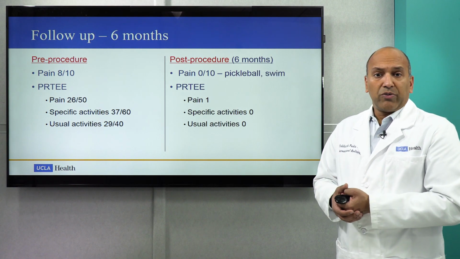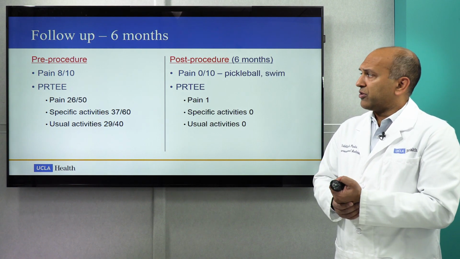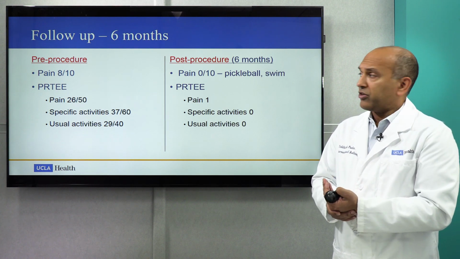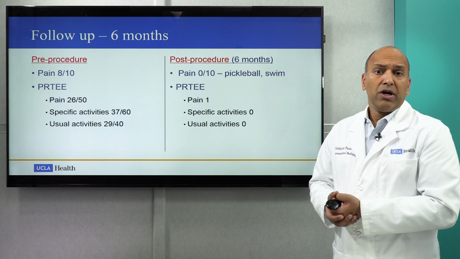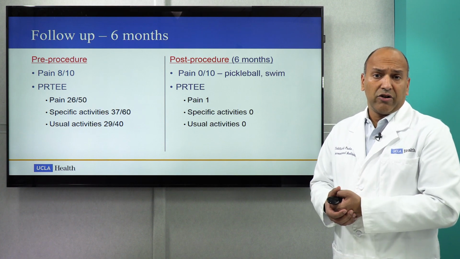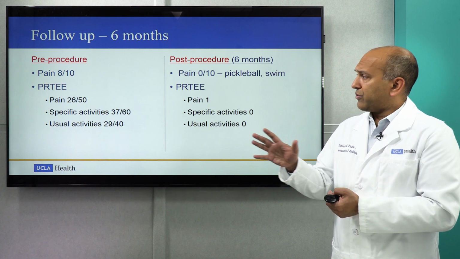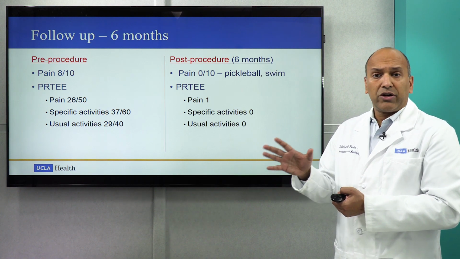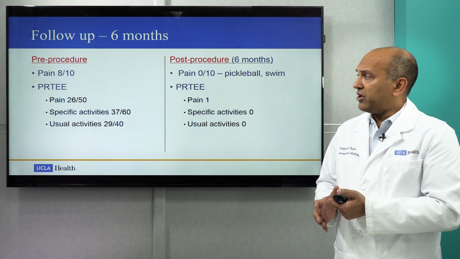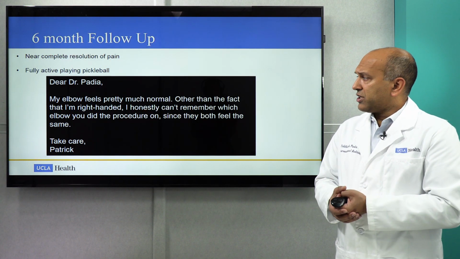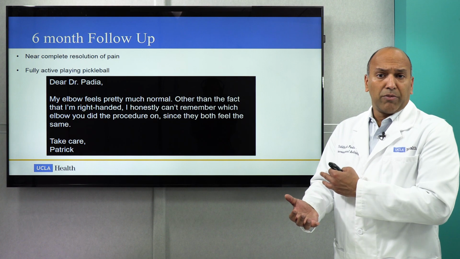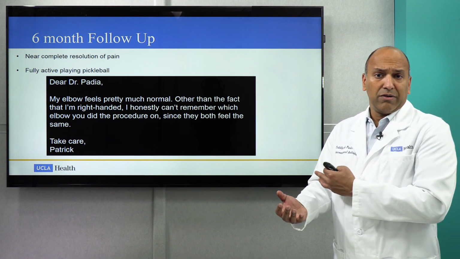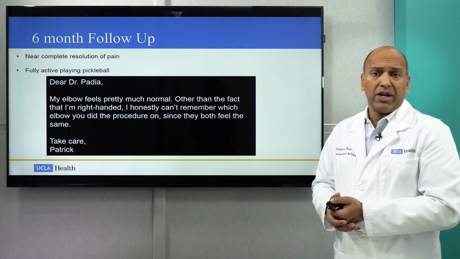In that first patient that we did, who was 78 years old, he presented with an 8 out of 10 pain. And at 1 and 6 months, he actually reported 0 out of 10. He was fully functional, playing racket sports at 100% capacity. He also filled out this survey, and you can see the pain scores, the activity scores decreased to essentially normal at 6 months. And his letter to us was that his elbow, the treated elbow, felt pretty much normal.